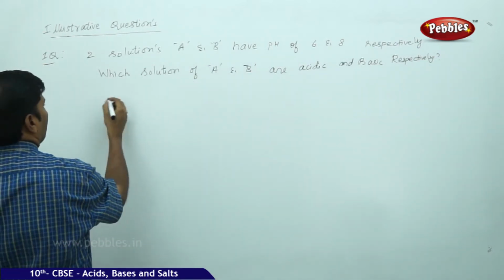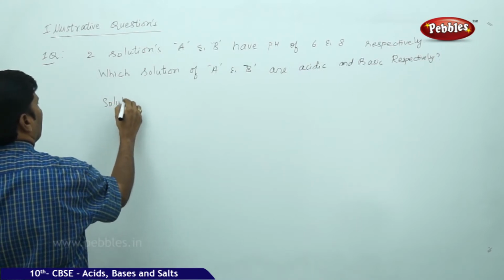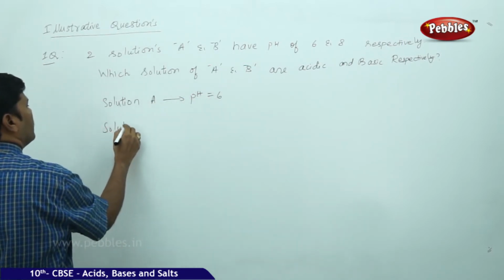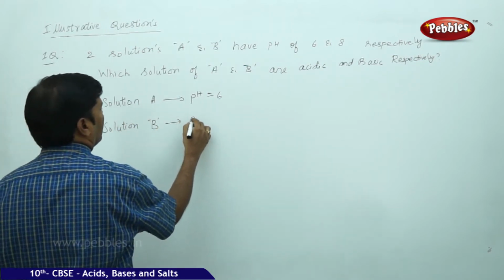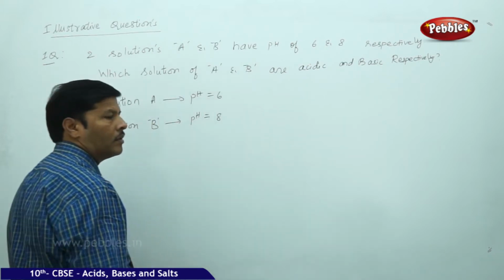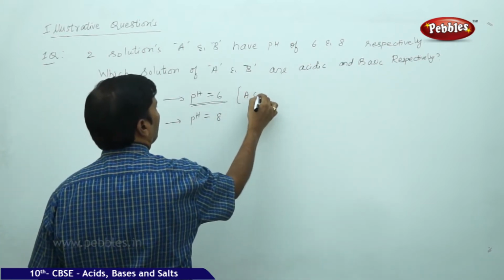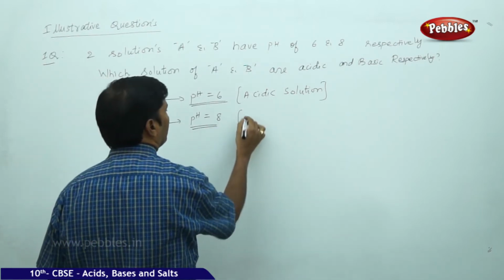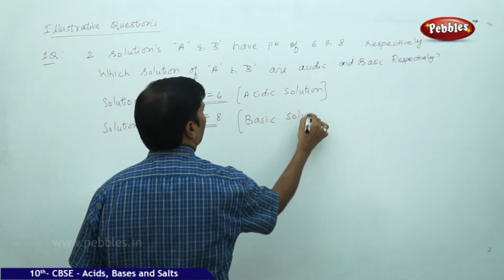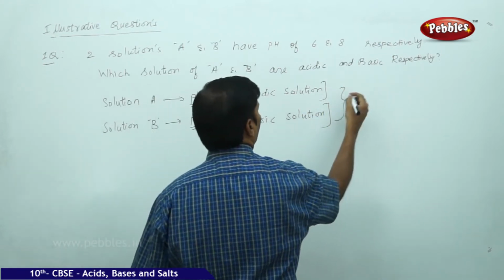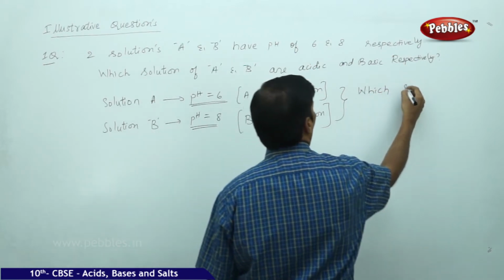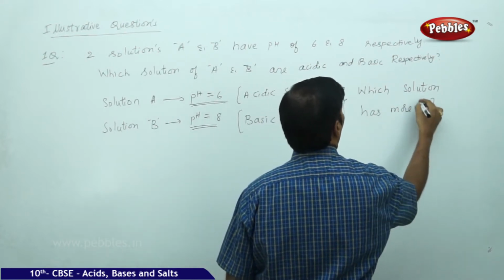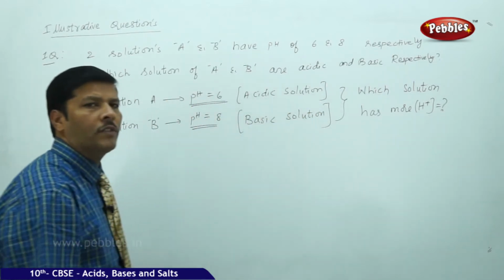Actually, you know very well that for solution A pH is 6 and for solution B pH is 8. So pH 6 is for the acidic solution and pH 8 is for the basic solution. Suppose the question is: which solution has more H plus ion concentration? One more question is framed. So what can we do here?